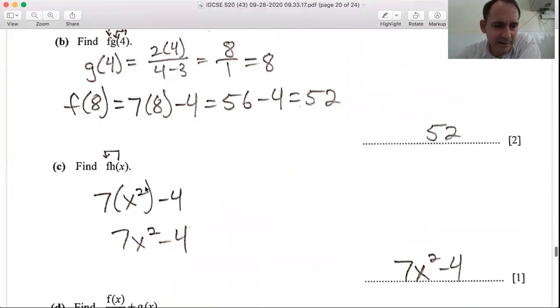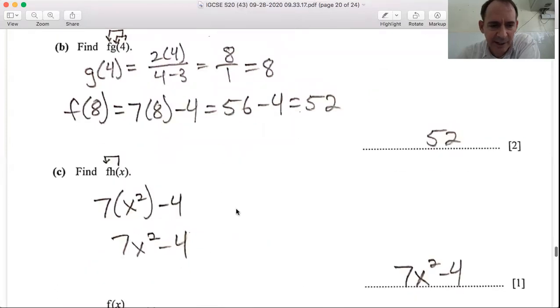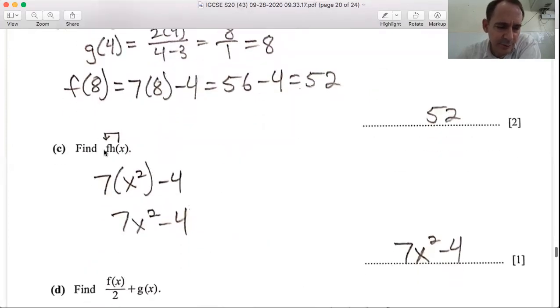Then find f of h of x, where they don't give you a number, just a variable. So h of x is x squared. Now we take the x squared and put it into the f. So we have 7x squared minus 4.